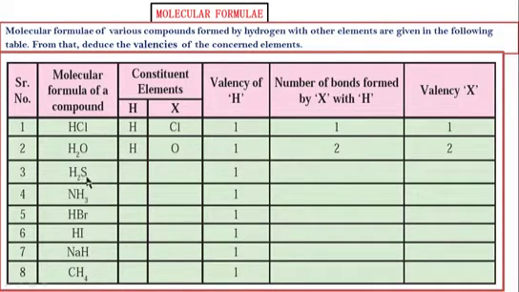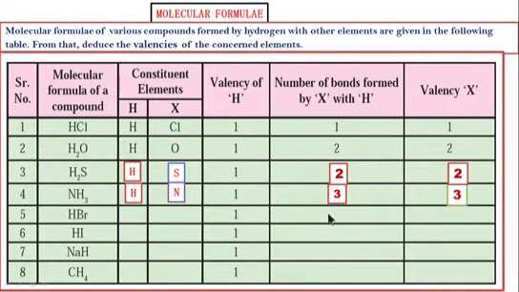Third example, H2S, hydrogen sulfide. Here hydrogen, another element here sulfur. Valency of hydrogen is 1. Number of bonds formed by sulfur with hydrogen is 2 and valency of sulfur is 2. NH3. Here is hydrogen, here is nitrogen. Valency of hydrogen is 1. Number of bonds formed by nitrogen with hydrogen is 3 and valency of nitrogen is 3.